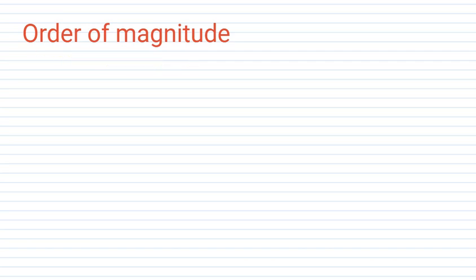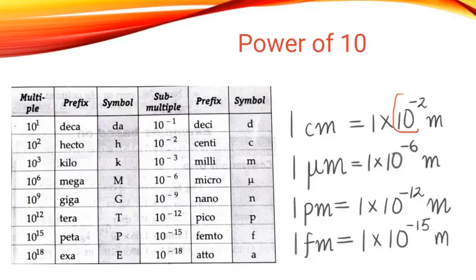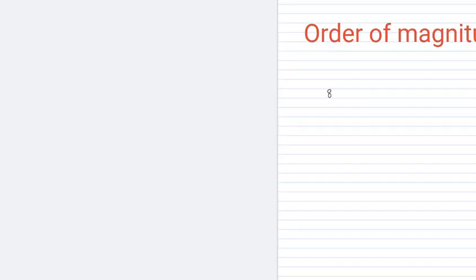Order of magnitude generally represents a number which is closest to its power of 10. So let's take an example to get a better look at this order of magnitude. Let us represent this number 8. Now if I want to write it to its closest power of 10, what will be its power of 10, just like in these cases?